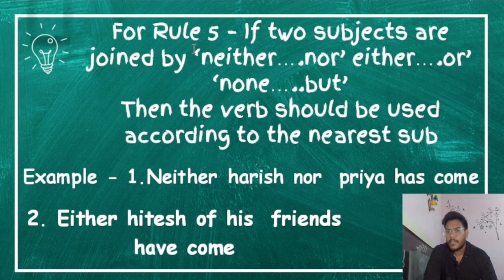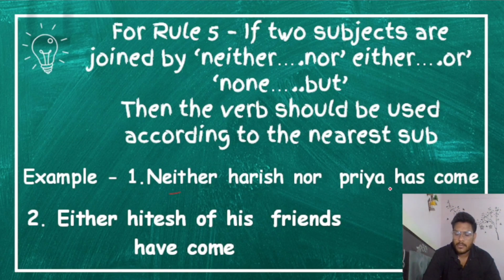For rule number five, if two subjects are joined by neither, nor, either, or, not only, but also, then the verb should be used according to the nearest subject. In any sentence using neither, nor, either, or, not only, but also, we have to check the nearest subject to the verb. So let's check the example. Neither Harish nor Priya has come.